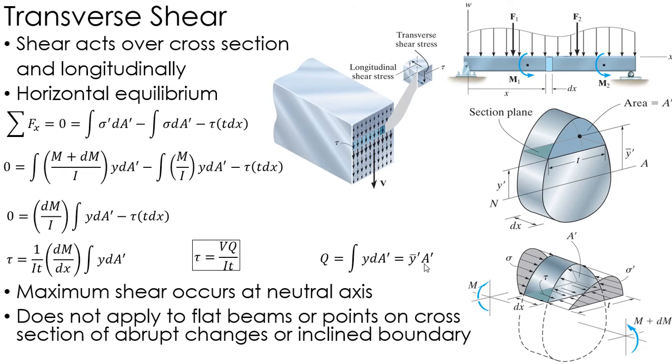Quickly, and you can look in the book if you want, this does not apply to very short flat beams, or points on a cross section with abrupt changes or an inclined boundary. I will refer you to your textbook if you're really interested in that. But for our standard beams, T-beams, I-beams, and rectangles, this is how we do it, and it follows this equation, which is VQ over It.